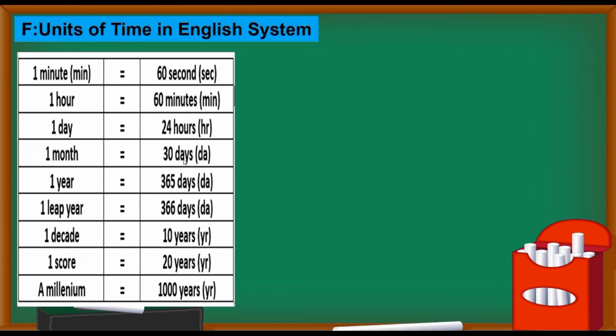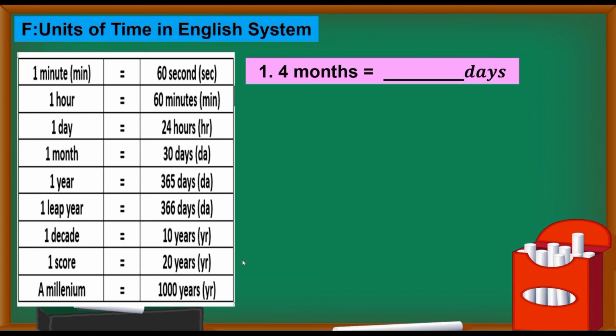Here we can see our calendar. So, remember, when we convert, the standard is only 30 days. And then, 1 year is equal to 365 days. 1 leap year is 366 days. And the leap year happens only every 4 years. And then, 1 decade is equal to 10 years. 1 score is 20 years. And 1 millennium is equal to 1,000 years.